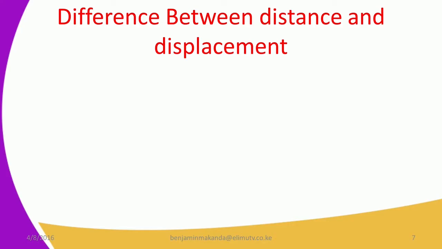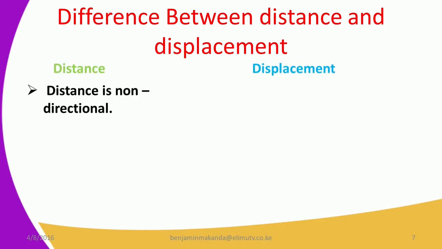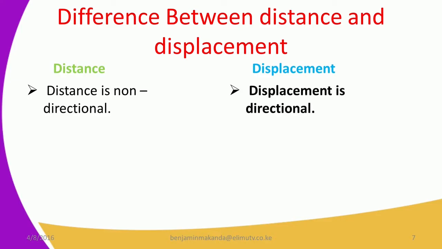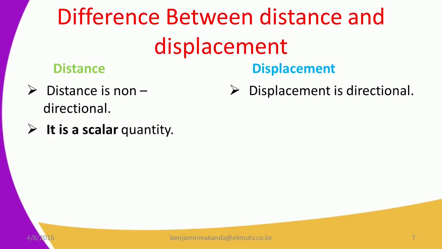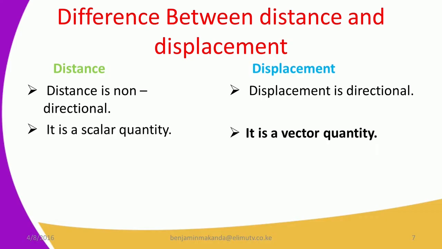Difference between distance and displacement. Distance is non-directional, displacement is directional. Distance is a scalar quantity, displacement is a vector quantity, and I'll explain this.